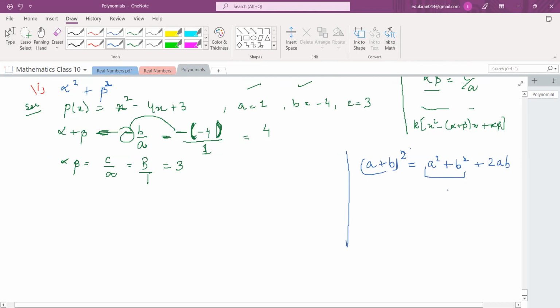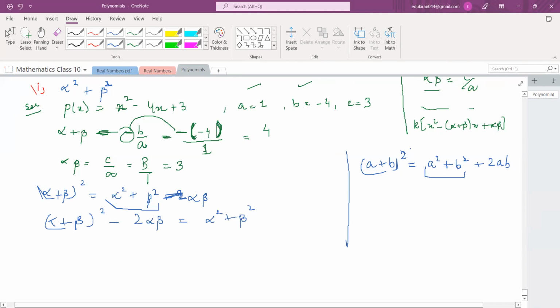Fine. So if I do the same thing here, alpha plus beta whole square is equal to alpha square plus beta square plus 2 alpha beta. Okay, so I want to find the value of alpha square plus beta square. So I'll keep this on one side. So alpha plus beta whole square minus 2 alpha beta, and here you will be left with alpha square plus beta square. Clear?